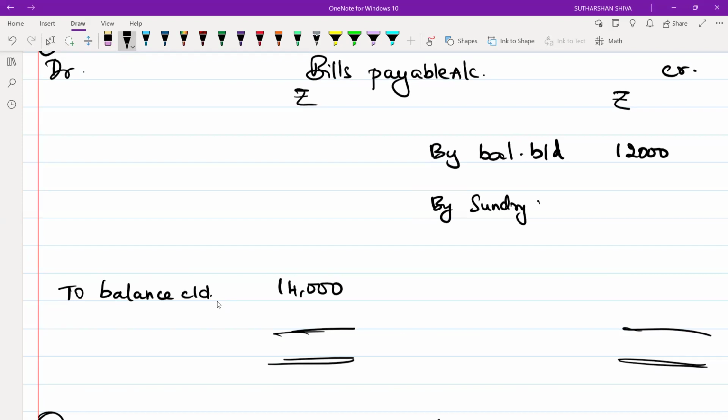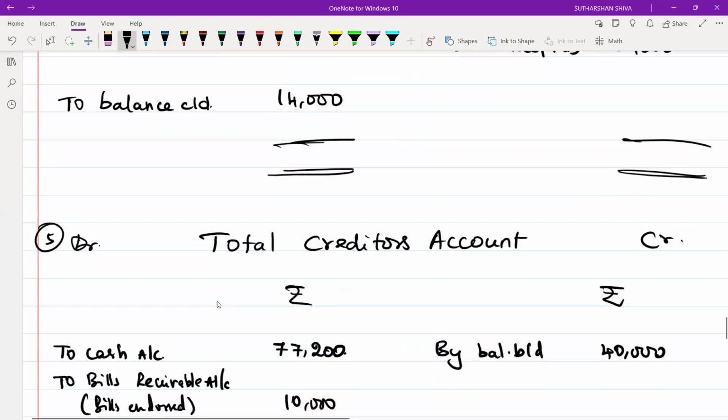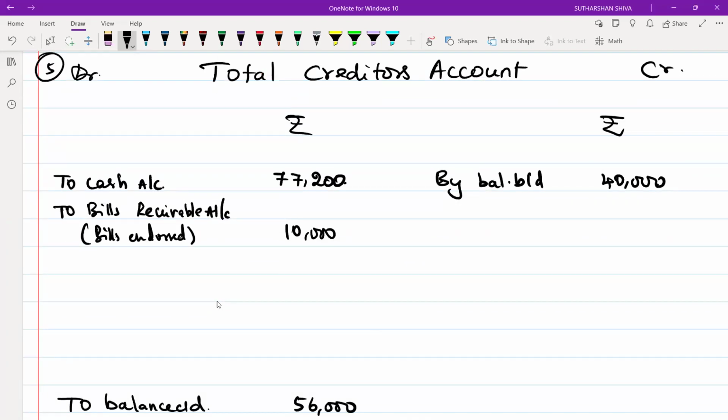sundry creditors. In brackets, I will write down as bills accepted. I have accepted the bill. The amount is as follows, that is 24,000. Is it right? 24,000. Then I will switch over to my creditors account and then I will write down to bills payable account. It is going to be 24,000.